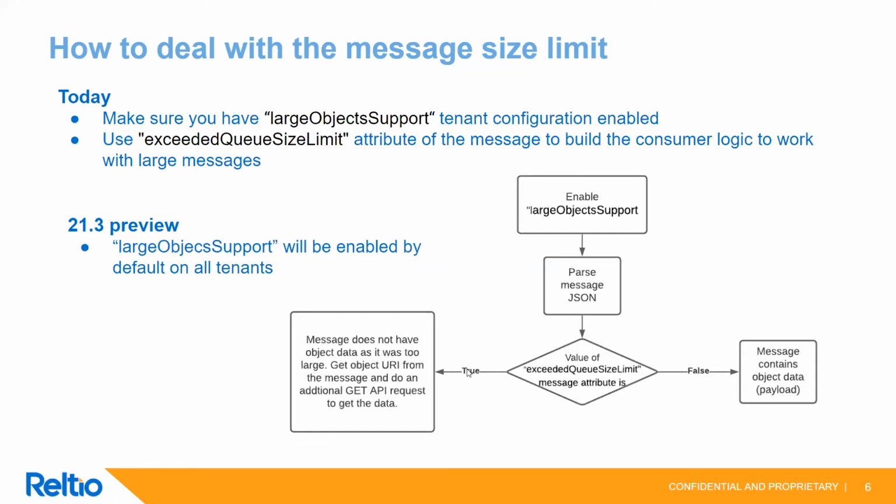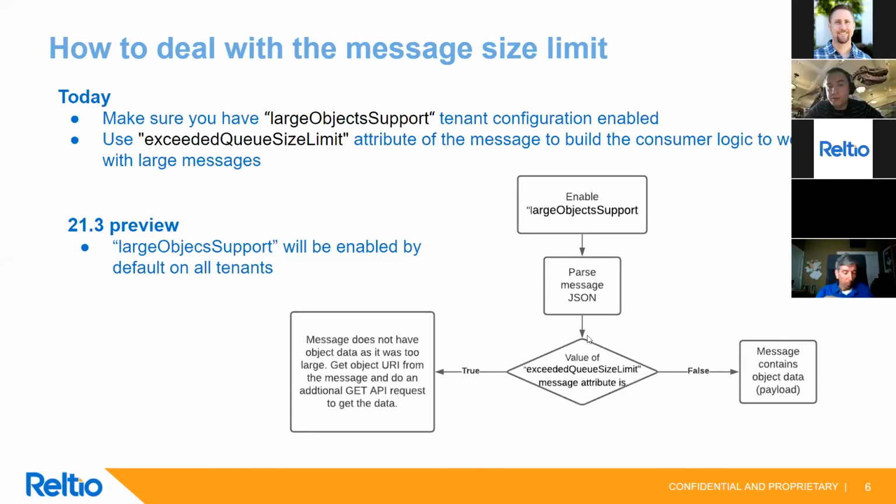If it's false, just process your message as usual. But if it is true, you'll have to do an additional GET API request to get the actual data, because that flag tells you that the payload was removed from the message. So you will still receive the message, you will read it, but the payload will be cut from it. So you have to do an additional GET API request to get the actual payload. We recommend, this is the best practice to implement consumers for external streaming today.